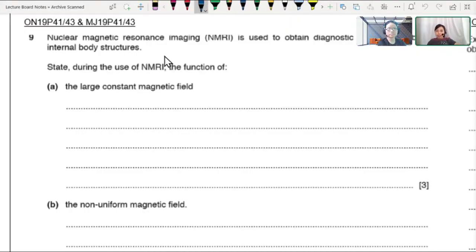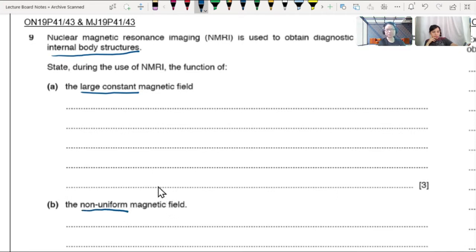Okay, so let's start writing for this question. This question came out twice, winter and summer 19. I'm guessing they wanted to test it twice. So here, let's read the question. Nuclear magnetic resonance imaging, NMRI or MRI, is used to obtain diagnostic information about internal body structures. State, during the use of the MRI, the function of the large constant magnetic field and the non-uniform magnetic field.